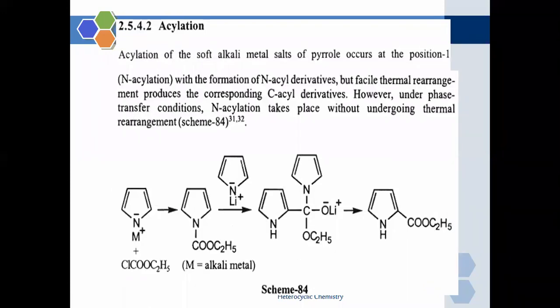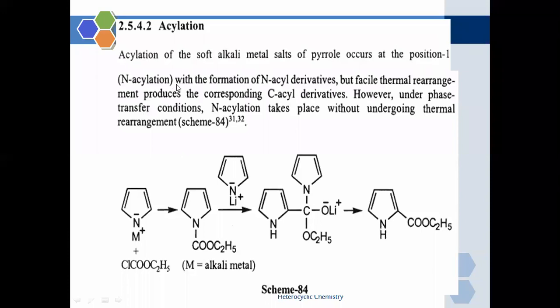Now, followed by alkylation, the acylation reaction. Now, this acylation reaction of the pyrrole molecule, acylation of the soft alkali metal ions of pyrrole occurs at the position 1. See here, specifically the acylation will be happening at the first position, that is position number 1.